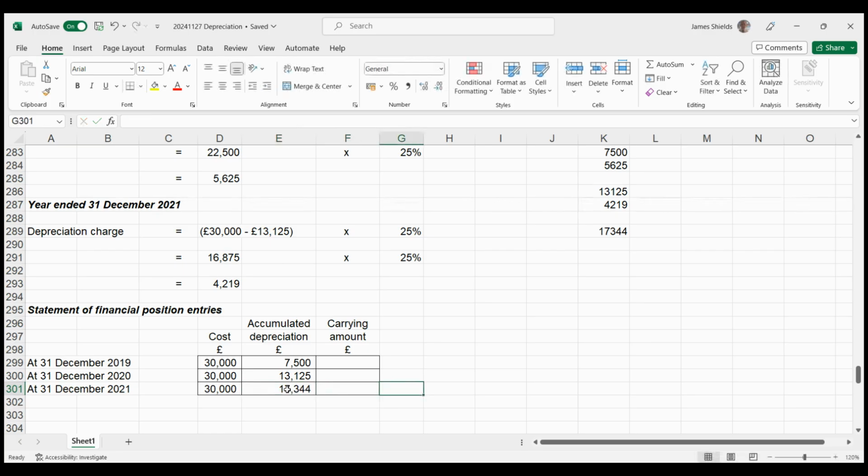To get our carrying amount now, it's our cost of 30,000, take away 7,500 for the 31st December 2019, gives us 22,500. And the 31st December 2020 is going to be the 30,000, take away the 13,125 to give us £16,875. And at the 31st December 2021, it is the 30,000, take away the 17,344 to give us £12,656.